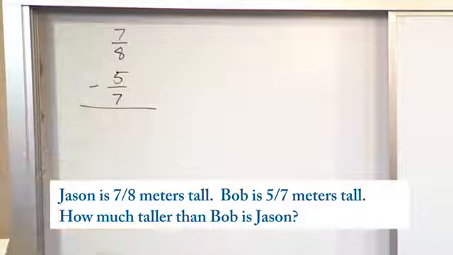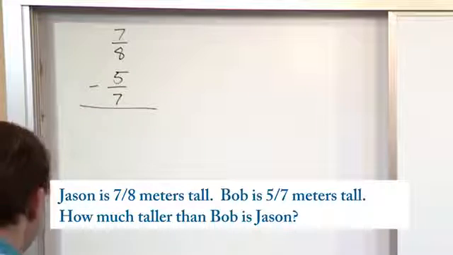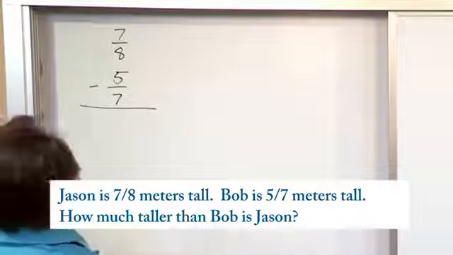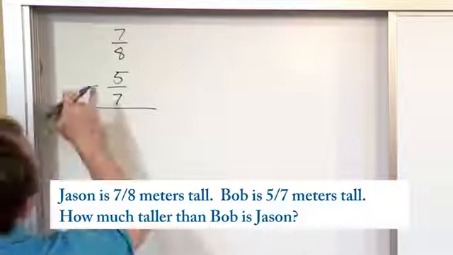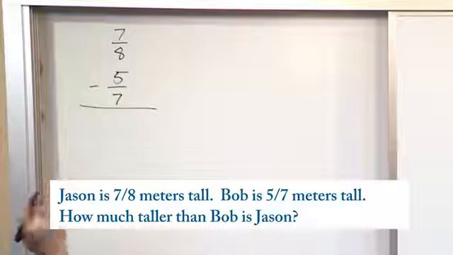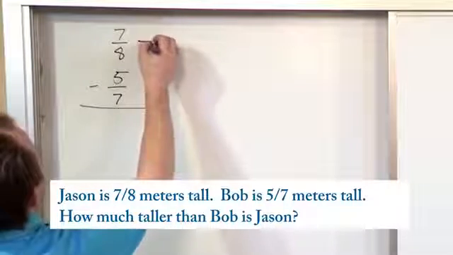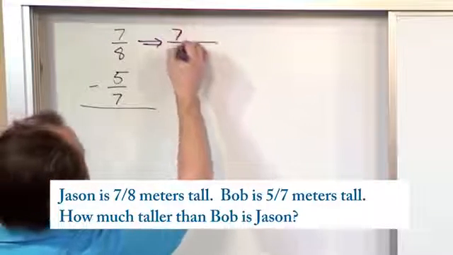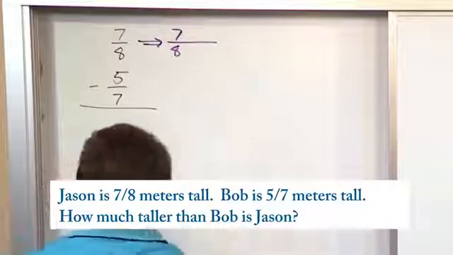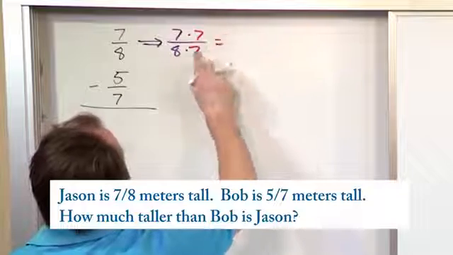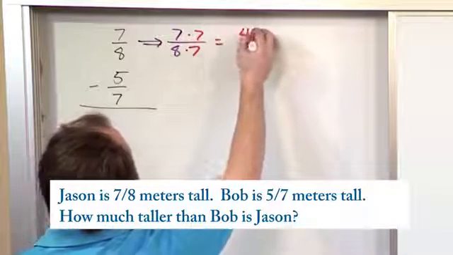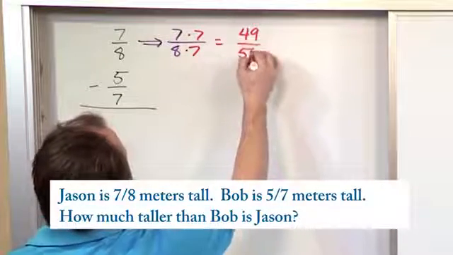Now we do not have a common denominator here, so we need to do that ourselves. I'm coming up blank on what a great common denominator would be, so I go back to my fallback. 8 times 7 is 56, so I know that I can use 56 as a common denominator. So I'll go 7/8, and then I can multiply this by 7. And what I'll have is 7 times 7 is 49, and then 8 times 7, of course, is 56.